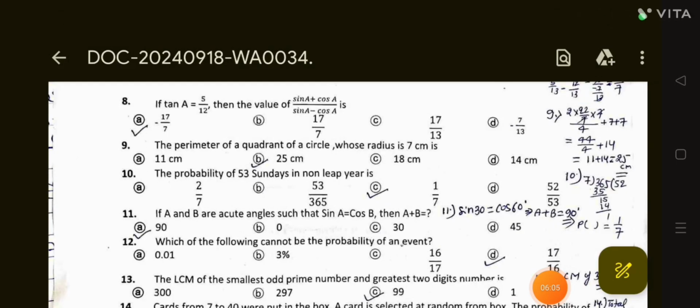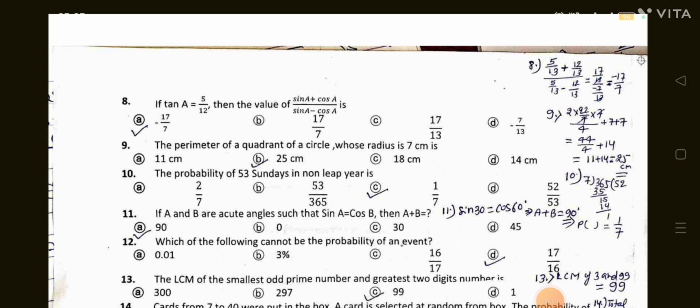Now question number 8. If tan A equals 5 by 12, then find the value of (sin A plus cos A) upon (sin A minus cos A). Tan A is 5 by 12, which means perpendicular by base. If we find the hypotenuse, it will be under root 12 square plus 5 square. 12 square is 144, 5 square is 25, total 169. So the square root is 13.